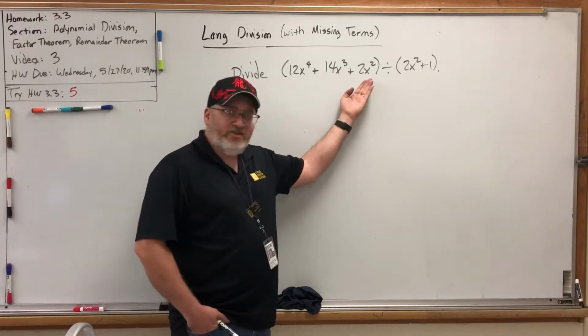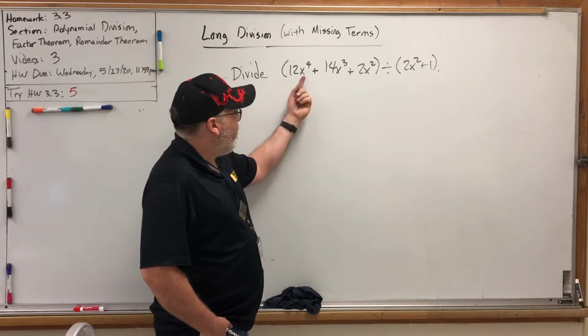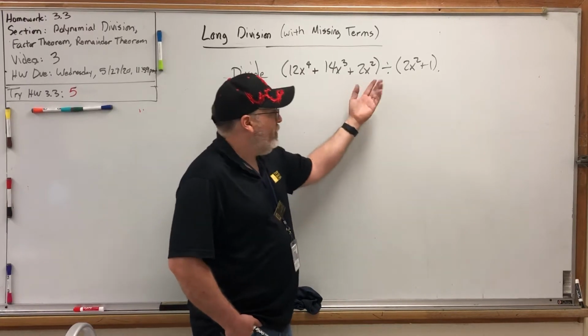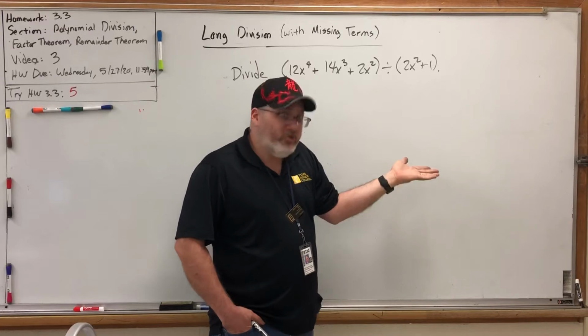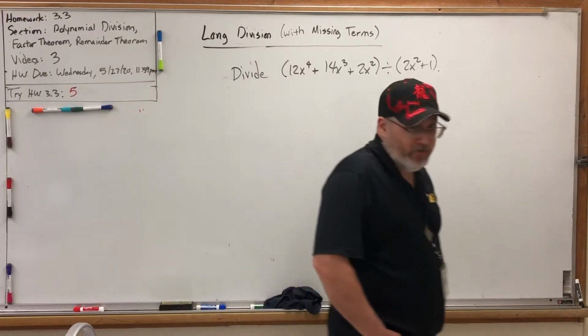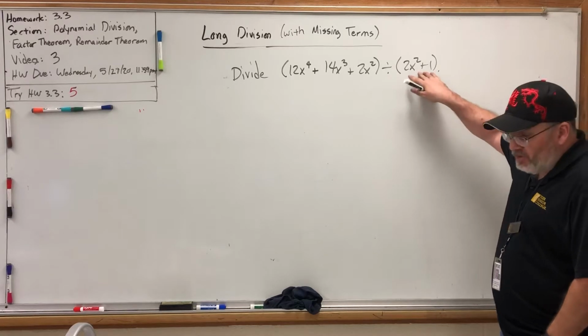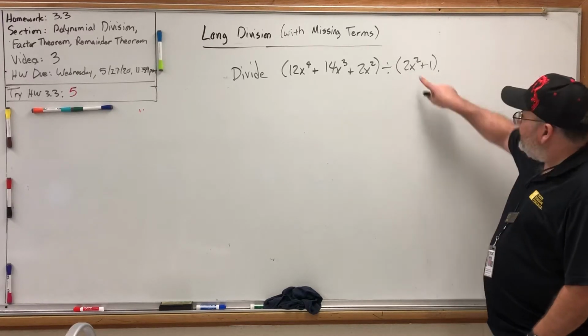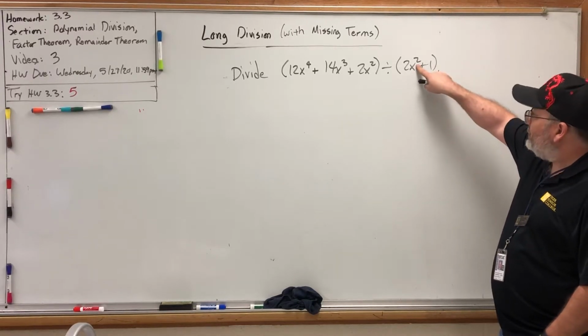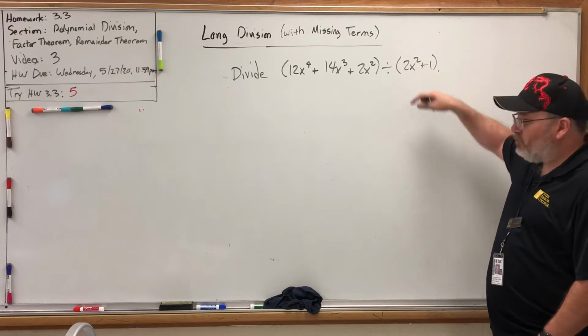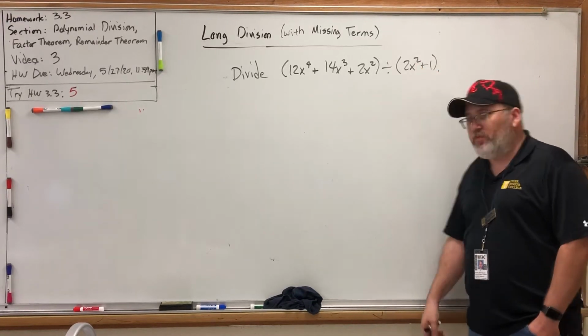This one just suddenly stopped. X to the 4th, x to the 3rd, x to the 2nd. Where's the x to the 1st, and where's the constant term? And it's not the only one missing a term. Look at the divisor, the 2x squared plus 1. It's a second degree polynomial because its highest power is 2, but after x squared, I usually see an x term, and there's not one here.